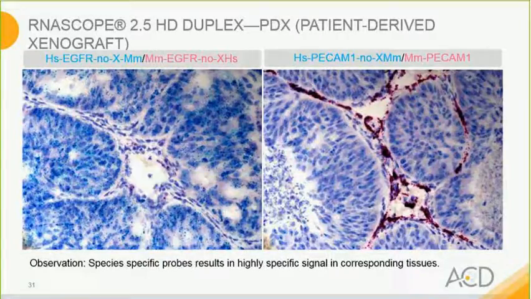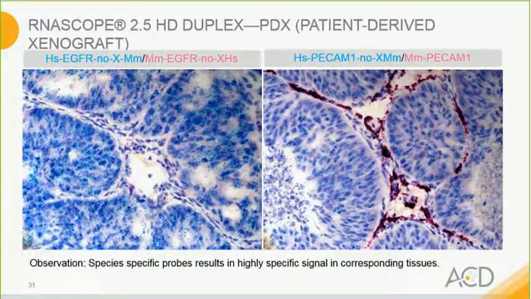For the pictures on your left, we tested the EGF receptor, and for the pictures on your right, we tested PECAM1. The human-specific probe, in this case labeled in the green channel, only detects the EGF receptor in the human-derived tumor. And the mouse-specific probe, in this case labeled in the red chromogen, only detects the low expression of EGF receptor in the mouse-derived stroma area.